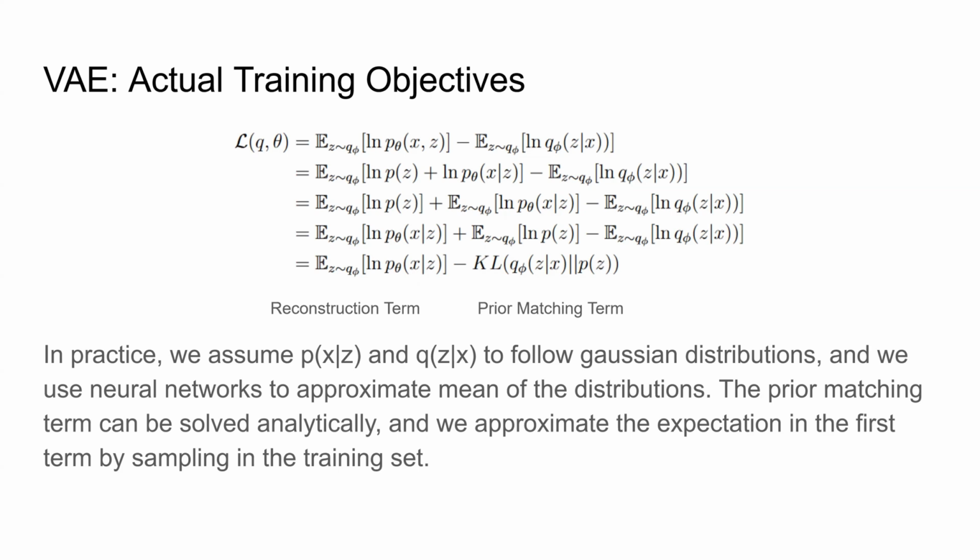And an interesting property is that this prior matching term, though it looks very weird, can be solved analytically, which means that we can arrive at an analytical result instead of trying to approximate using our training data. So what the training process does is to sample the latent variable according to the posterior distribution to approximate this expectation term here, right?